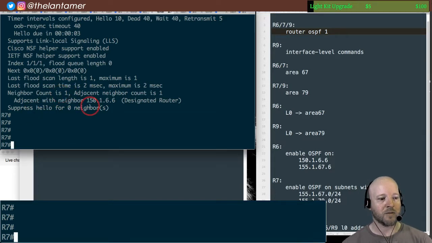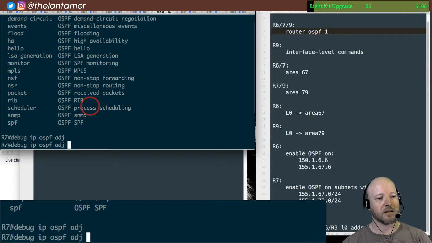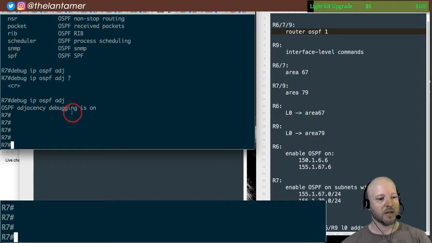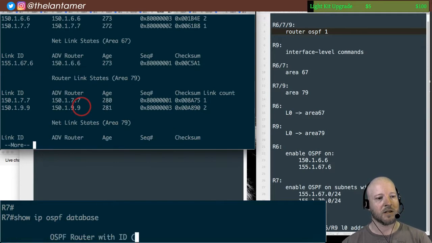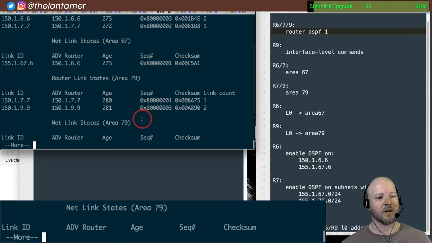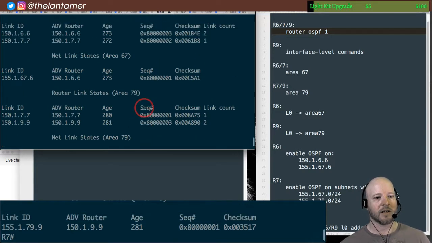The other thing we'll be using a lot is debug IP OSPF, and in particular adjacency. So we'll leave that on. We're not going to see much right now, but we might in the next lab. And then, of course, the big one, show IP OSPF database. So we're going to spend a lot of time in here, right? Okay, we do have just 2 LSA types. So he's not really an ABR, right?